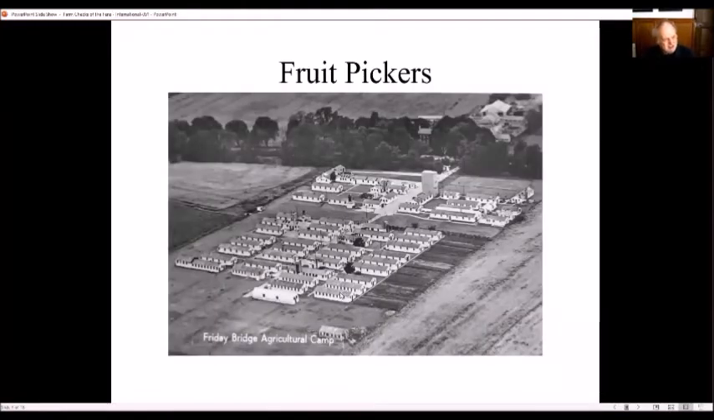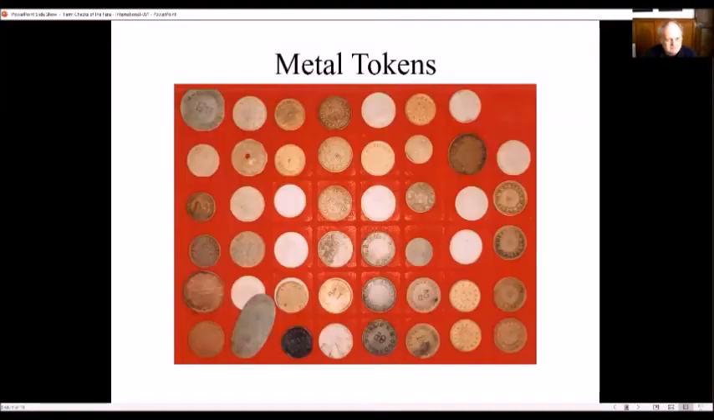This is the Friday Bridge Agricultural Camp, as I said. Previously an internment camp, and you can tell by the almost military layout. So the barbed wire fences have gone, but many hundreds of people would be staying in this camp and then go out to the local farms to pick the crops. Depending on which crops and what time of the season it was, you ended up with workers moving from one farm to the next, keeping up with the crops.